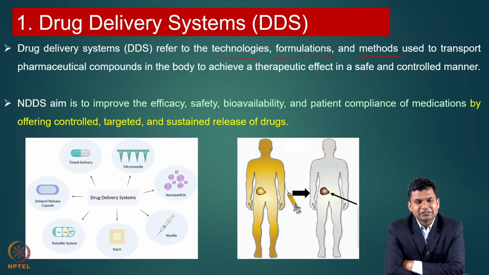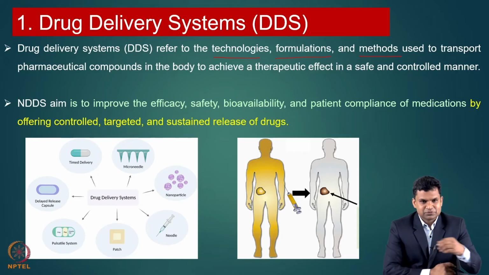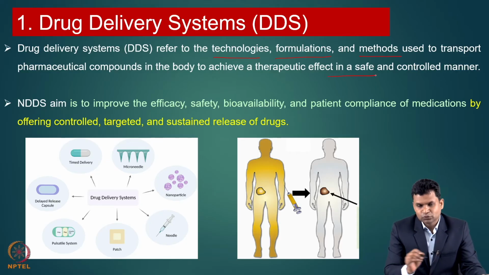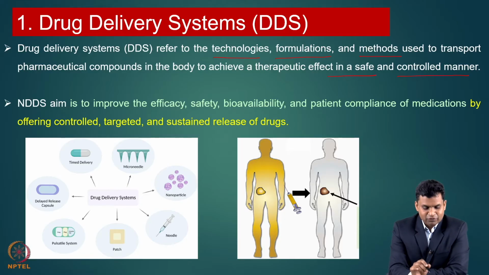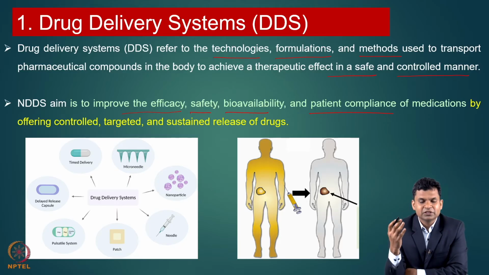So here we work on various types of methodologies, processes and materials that need to be treated with our drugs, and then that will convert into an effective drug delivery system that shows safe and controlled action. The main aim of NDDS, or novel drug delivery system, is to improve the efficacy, safety, bioavailability and patient compliance of the drugs by offering controlled, targeted, sustained release of the drugs after administration into human beings.